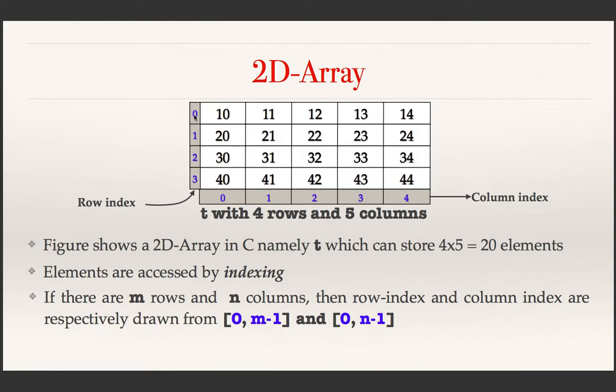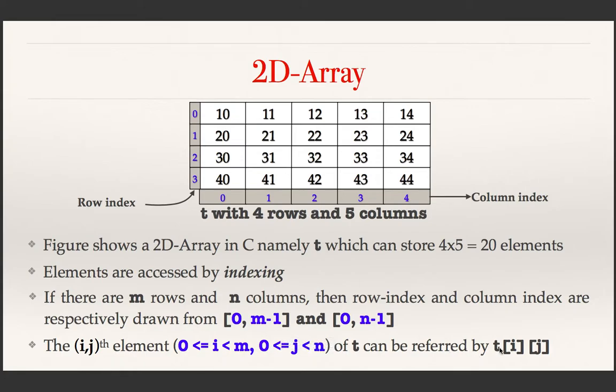In this example, there are 1, 2, 3, 4 rows, and the row index varies from 0 to 3, which is 4 minus 1. And there are 5 columns, and the column index varies from 0 to 4. And how will you access an element? An element in T can be accessed using this syntax. That is, you need to provide two indices, i and j. I is the row number, here varies from 0 to 3, and j is the column number, varies from 0 to 4 in this example. In general, if it's an m by n matrix, then the i values range from 0 to m minus 1, and the j value ranges from 0 to n minus 1.